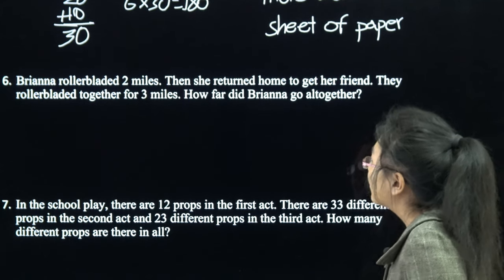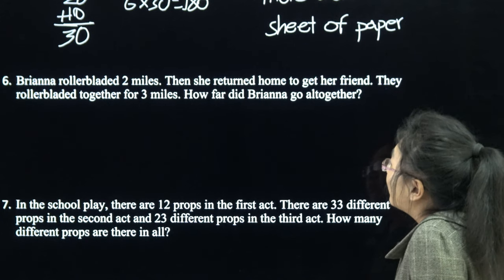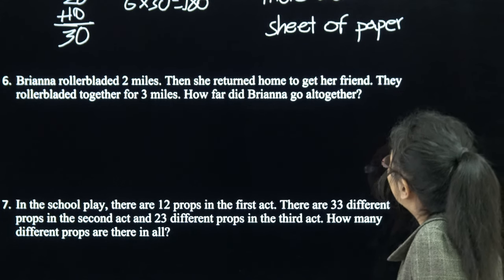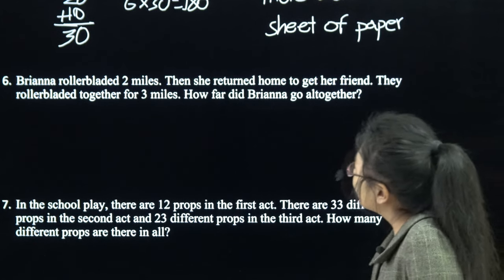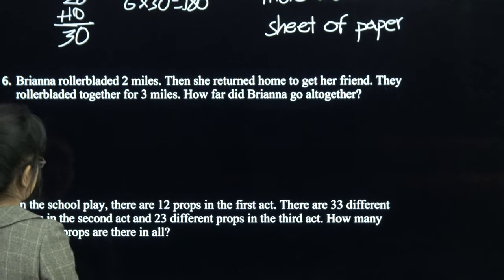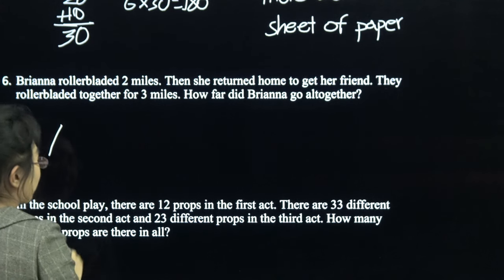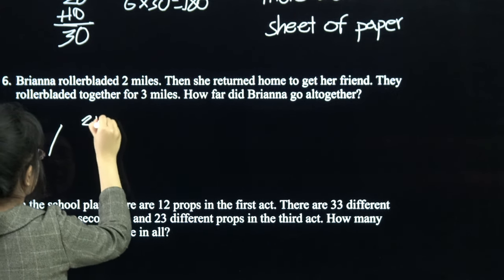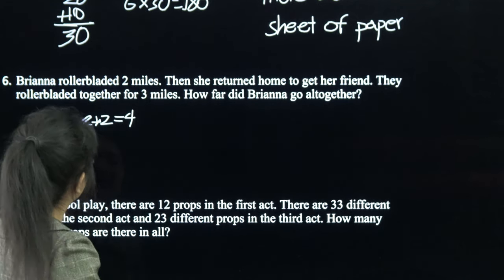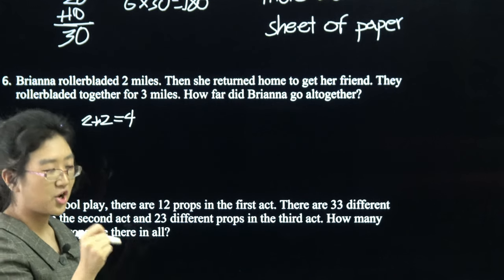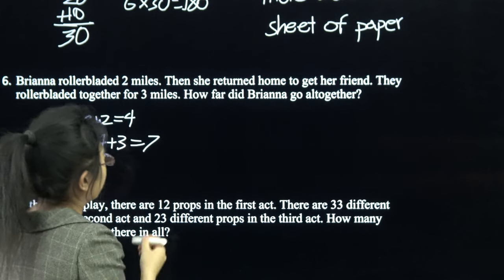Brianna rollerbladed 2 miles. Then she returned home to get her friend. They rollerbladed together for 3 miles. How far did Brianna go altogether? Okay, then. This one's a bit of a trick question because we're going to assume that she just rollerbladed 2 miles straight from her house and then came back. So that's 2 plus 2 equals 4. And then she rollerbladed with her friend together for 3 miles. It doesn't talk about coming home, so we're just not going to think about that. So then 4 plus 3 equals 7 miles.